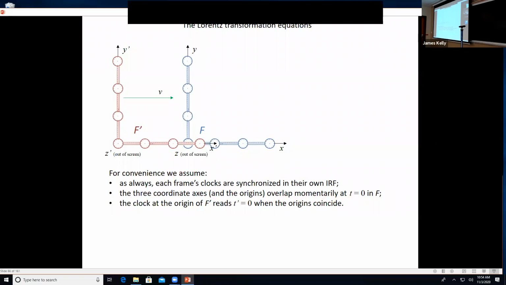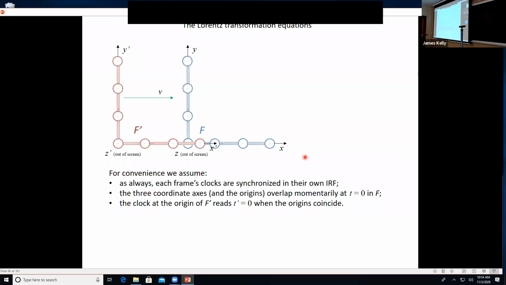In other words, these two frames are moving relative to each other, but there's an instant in time, according to F. When we say an instant in time, we have to say according to whom? According to F, where the X, Y, and Z axes all coincide with each other. So the origins pass each other. Don't worry about the practicality of having meter sticks pass through each other. They're just imaginary meter sticks.